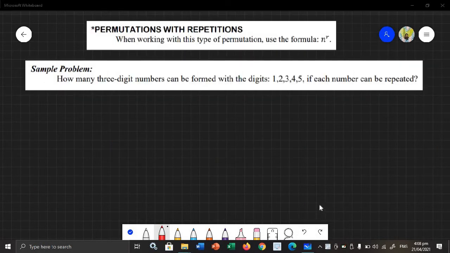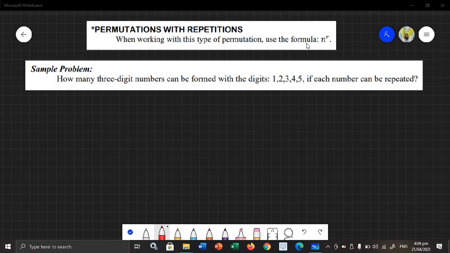So, the next type of permutation is permutations with repetitions. When you are working with this type of permutation, you're going to use the formula n raised to r, wherein n is the total number of objects and r is the selected or chosen objects from the total number of objects. So here is the sample problem. How many 3-digit numbers can be formed with the digits 1, 2, 3, 4, 5 if each number can be repeated?